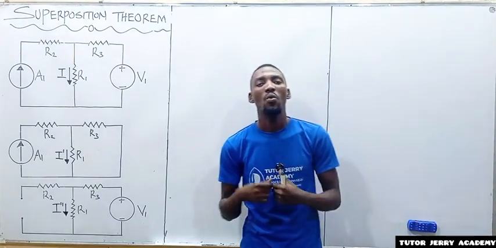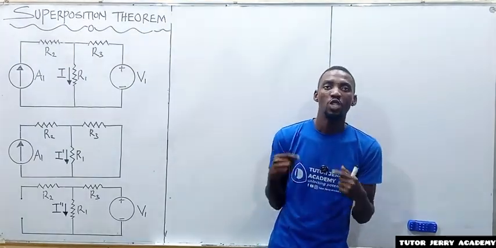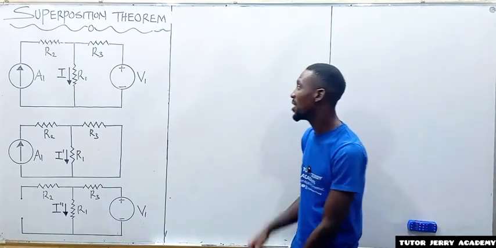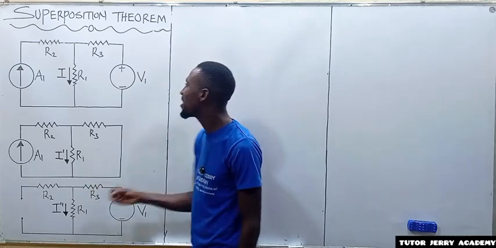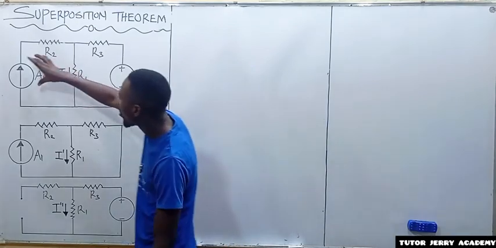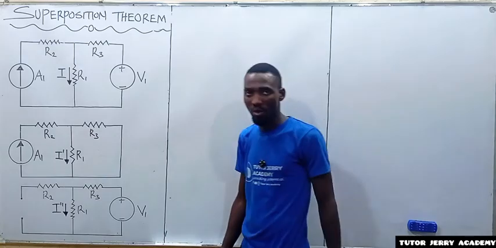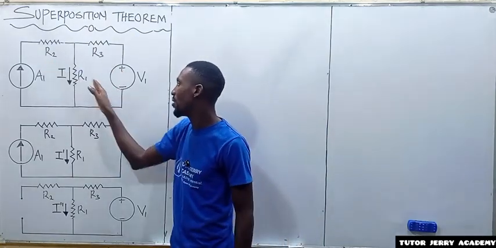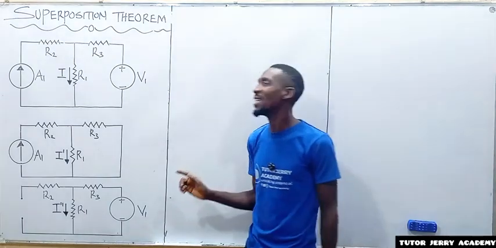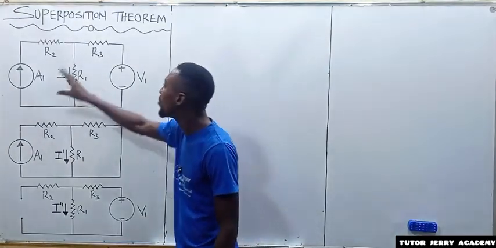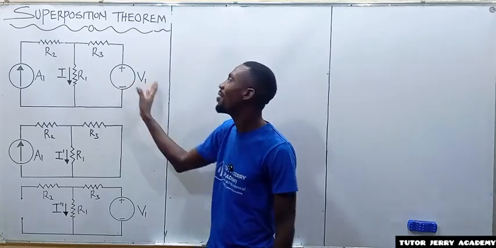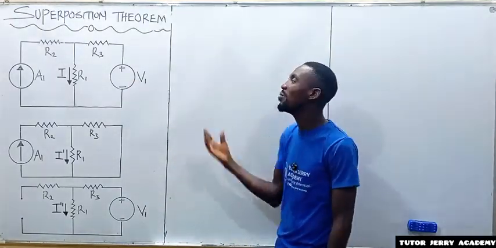All right. Now, what is superposition theorem saying? I'll just explain it using this diagram first, then we'll take the statement. If you look at this network, it contains more than how many sources? More than one source. You can see we have a current source and then we have a voltage source, then we have resistors R1, R2, and what? R3. So superposition theorem is telling us that if we have a network that contains more than one source, like this type, we have two sources here.